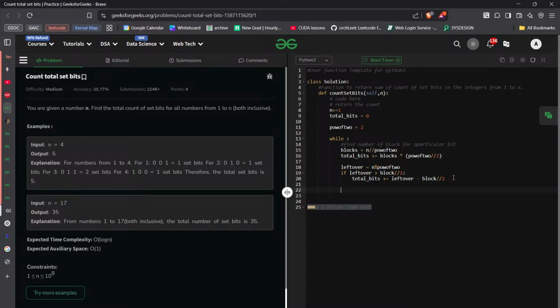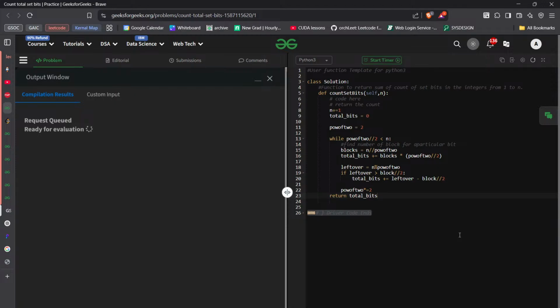After doing this, I will increase the power of 2. Power of 2 multiply equals 2, and this will go on, but till when? So this will go on till my power of 2 divided by 2 is less than n. After this, I'll return total bits.